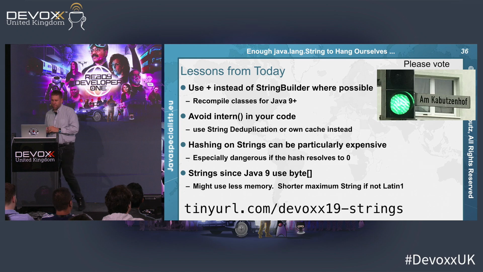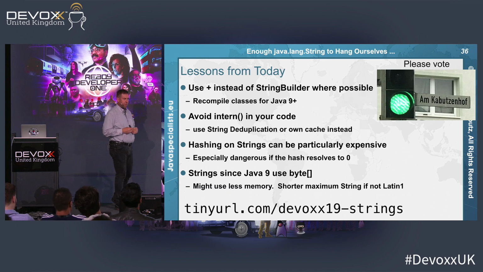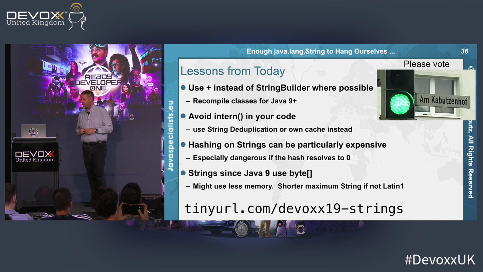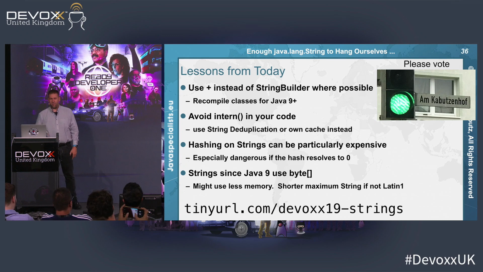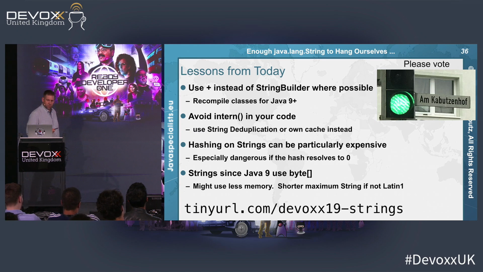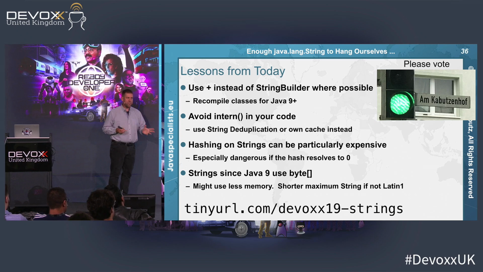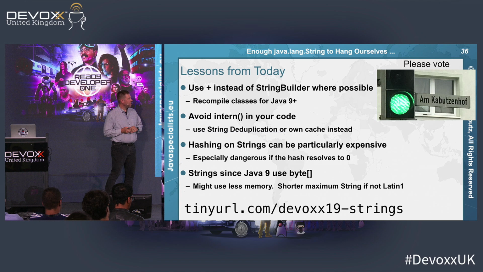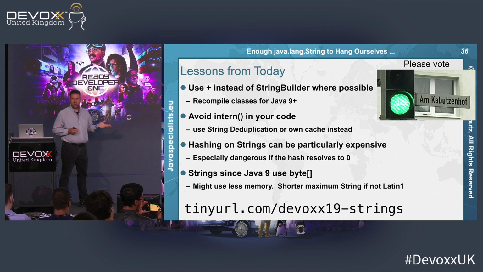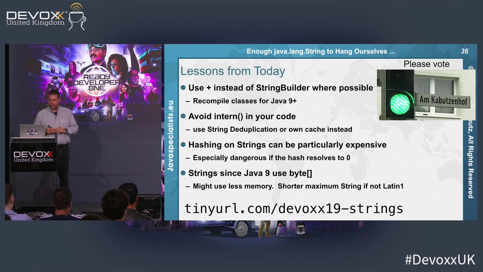So just to summarize, use plus instead of StringBuilder wherever possible. We don't want to use StringBuilder, we don't want to use plus. Unless, of course, you have a long loop with plus equals in the middle. You do want to use StringBuilder, but nobody ever writes code like that. Instead of using intern, if you can control what the strings are going to be, rather use your own cache, like a concurrent hash map, or use string deduplication if you're using G1.